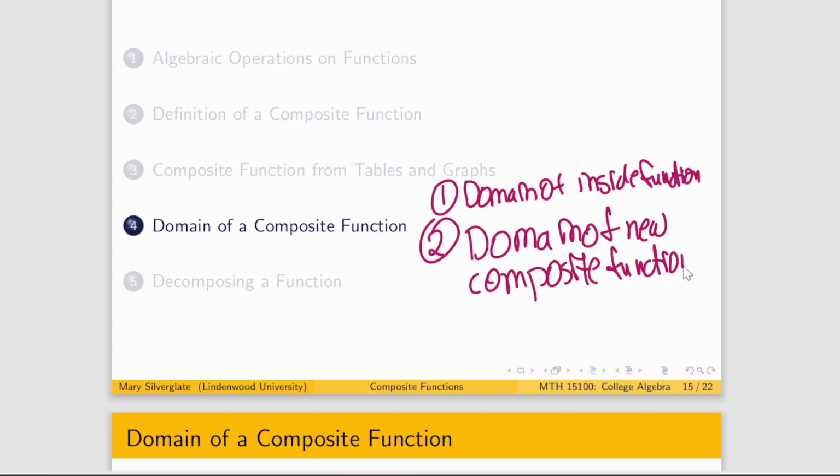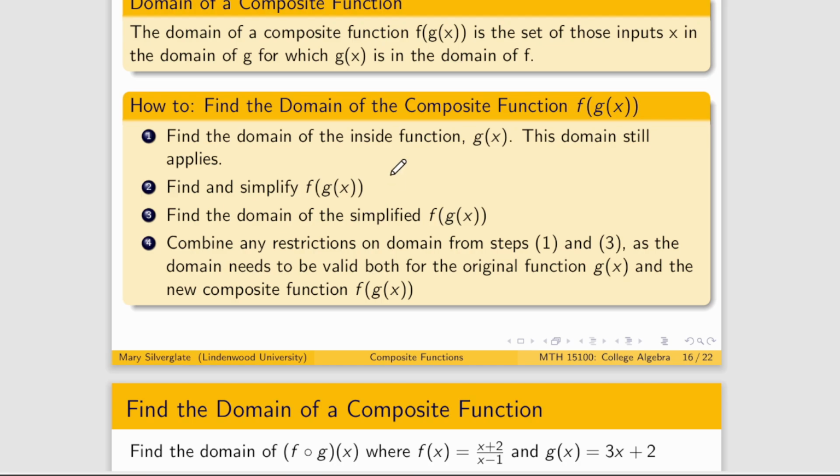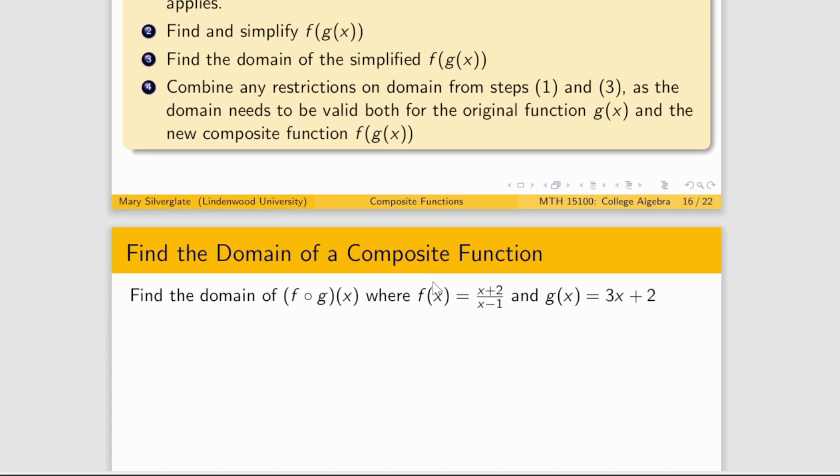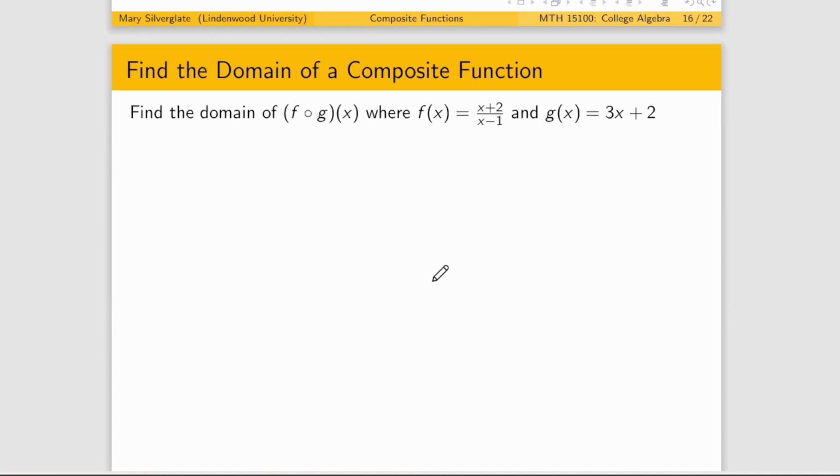Notice you never actually care about the domain of the outside function by himself. You only care about the resulting domain of the outside function after that inside function has been plugged in. So you look at the domain of the inside function, apply that, and you look at the domain of your new composite function, apply that. But never look at the outside function by himself. And that's exactly what we're going to go over in an example. This is written out if you like seeing it written out, but let's actually just do that.